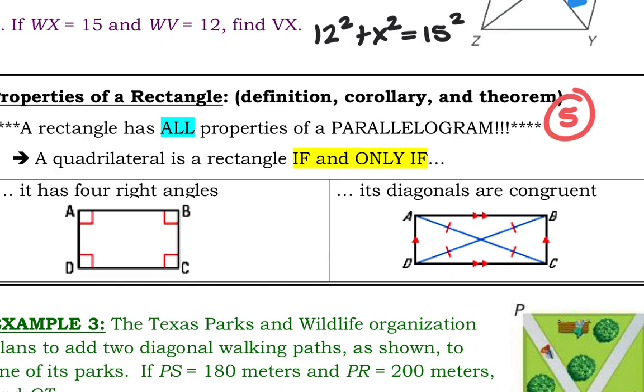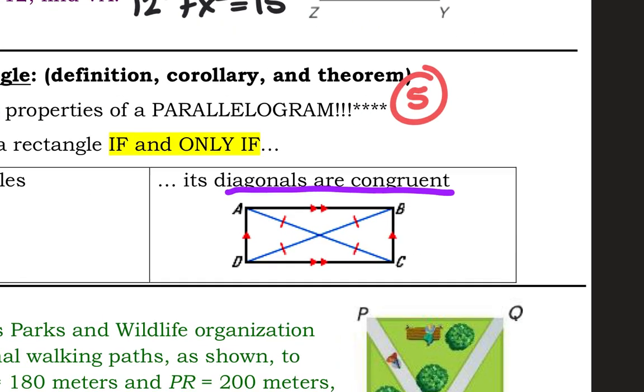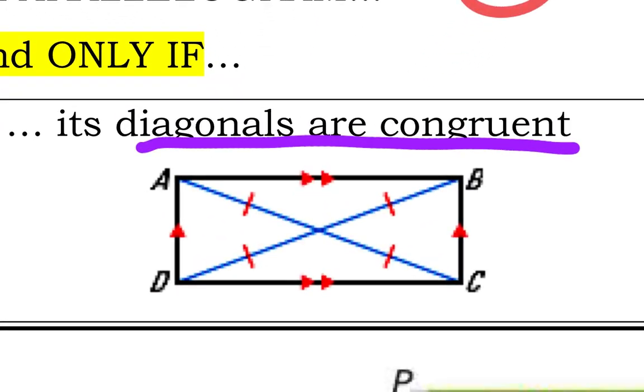All right, now if it's a four-sided shape, if we have the quadrilateral, it's only considered a rectangle if it has the following. If it has all four right angles, but then the diagonals are congruent. That's something we haven't seen yet. The diagonals are congruent. That means the diagonals are still bisected, right? Because that's a property from the parallelogram.